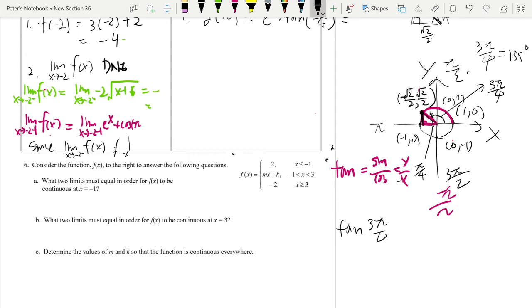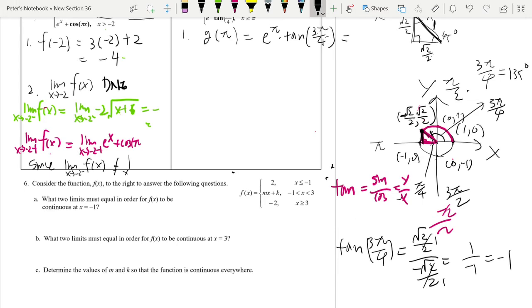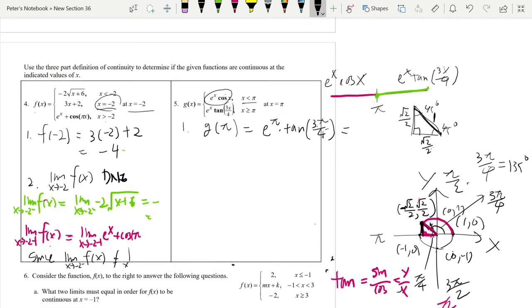Tangent of 3 pi over 4 will be equal to radical 2 over 2 over negative radical 2 over 2. You see the same expression here, so you get 1 over negative 1 if you simplify it, which is negative 1. So tangent of 3 pi over 4 is negative 1. Then e to the pi, that's a number, times negative 1 is negative e to the pi. So G of pi is defined, which is negative e to the pi.